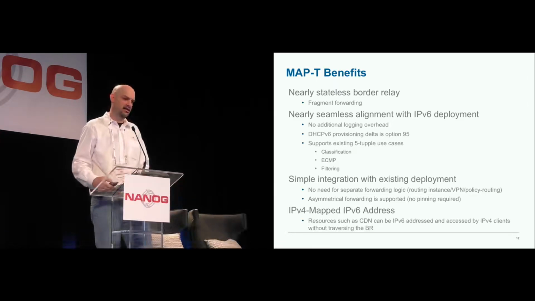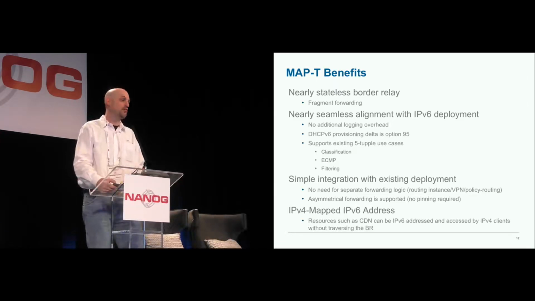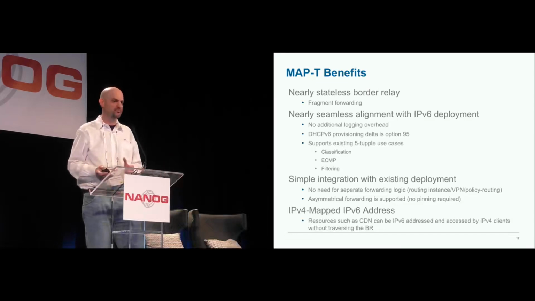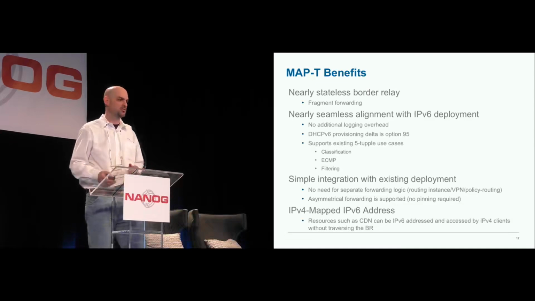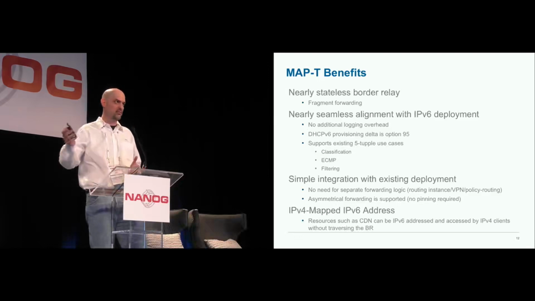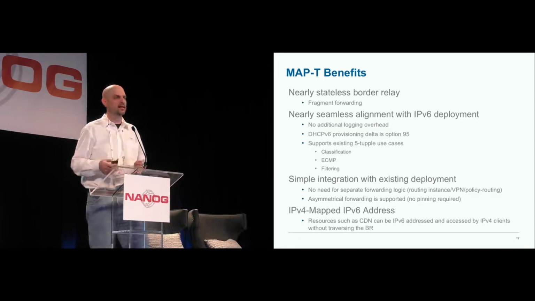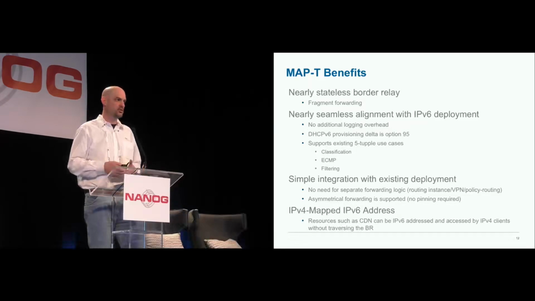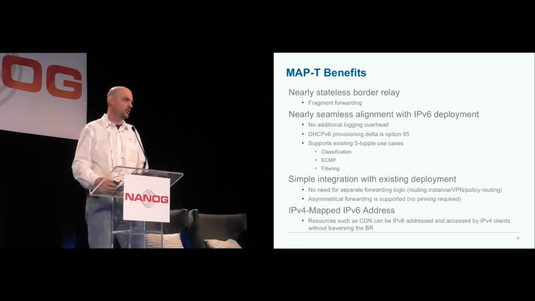Something that we really like and we look to do in the future is IPv4-mapped IPv6 addresses. And this gives us the capability to take a resource such as a CDN, place it within our network, and address it with IPv6. So if the CDN returns both a quad A and a single A record, a dual stack client will just access it natively over IPv6. But if it's an IPv4 only client, the translation will occur on the CPE.